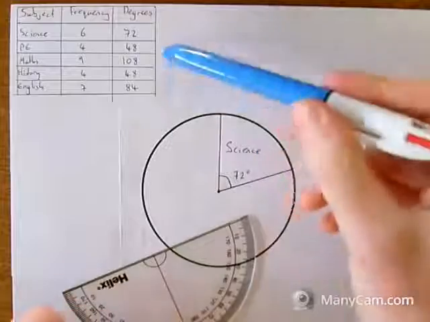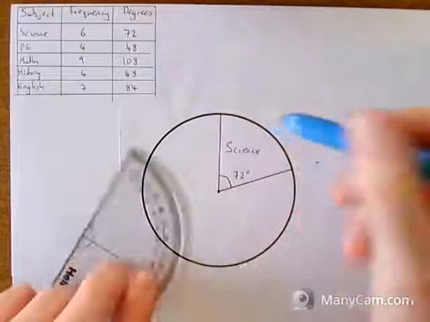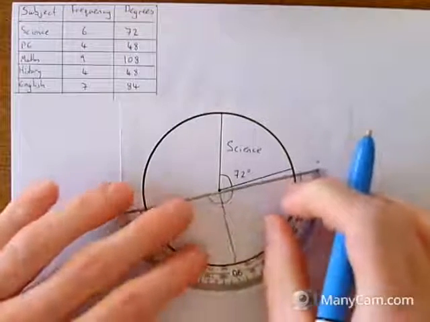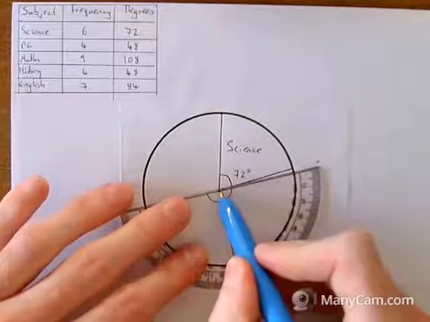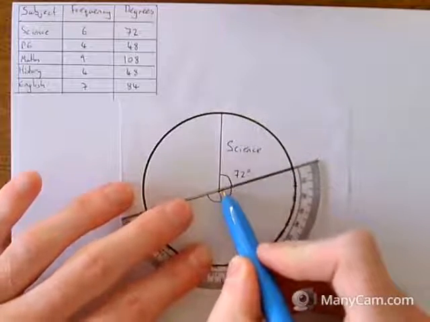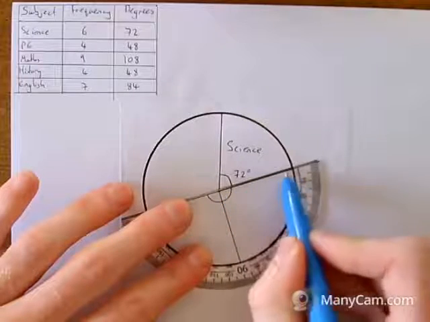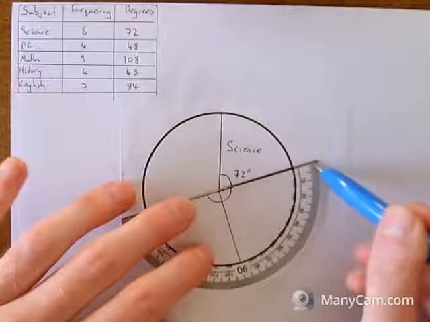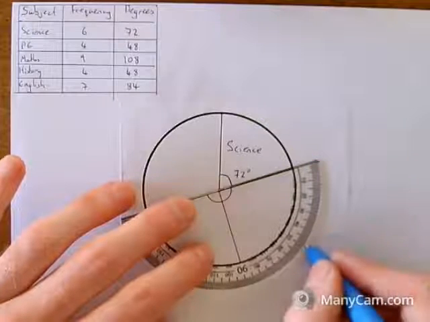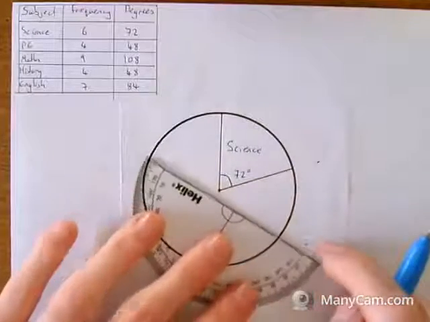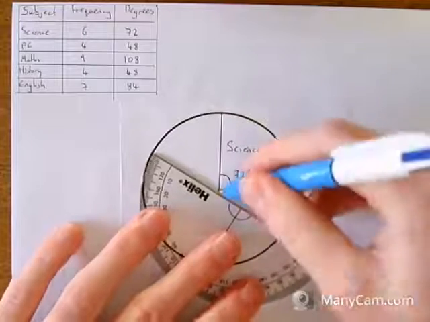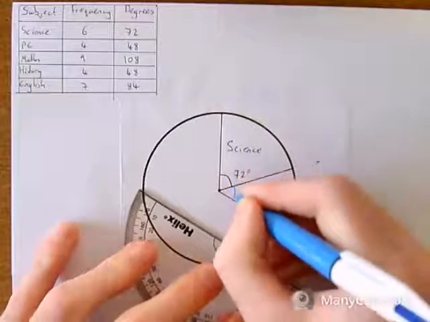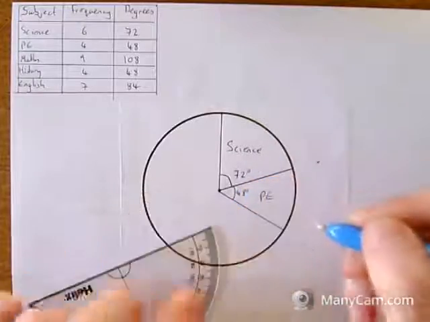Now the next one I need to draw is PE, which is 48. On the new line that I drew just then, I'm going to put my protractor on that line this time, making sure that the crosshair lines up with the dot and that the line at the bottom lines up with my new line. And then this time I'm going to use the outside scale again, come around to 48 and make a mark. And then I can join those up and again label it as we're going along. That was 48 degrees.